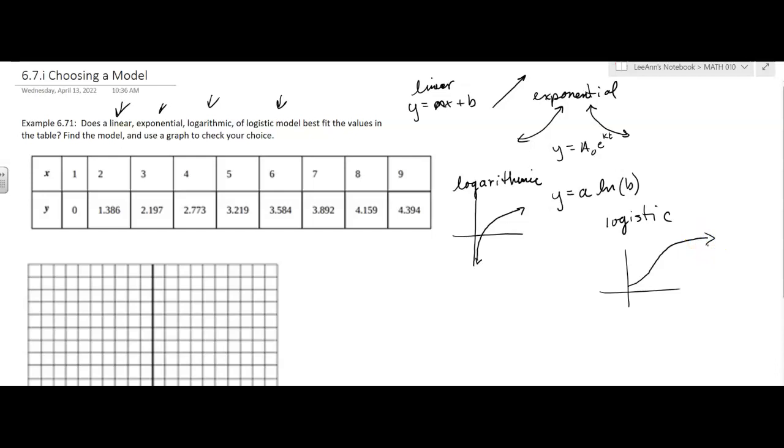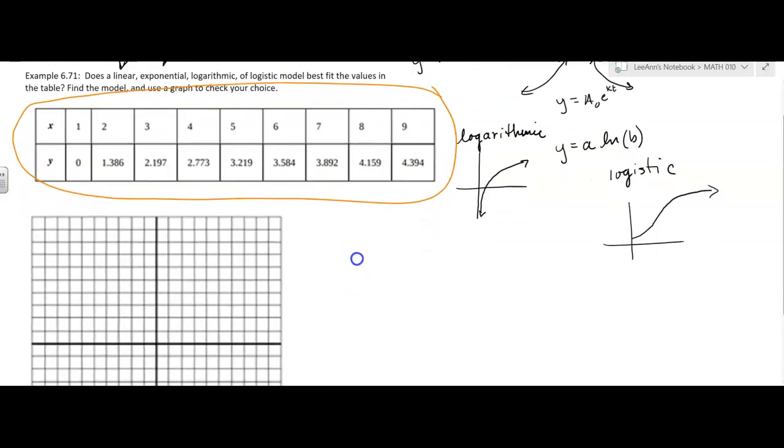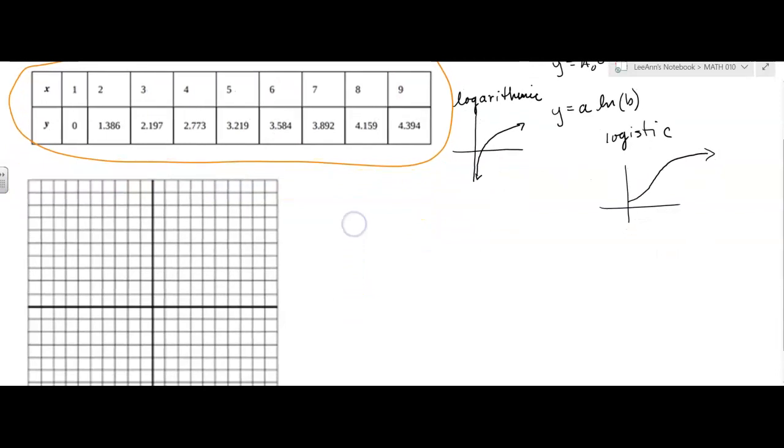Well, how do you get the picture? How do you get the graph? They have to give you data, or you have to go out and get the data yourself. Now that takes a lot of time and a lot of data to get a good model. But here they just give us a little bit of data. They give us a little table of values, and we're going to plot that and see what it looks like.